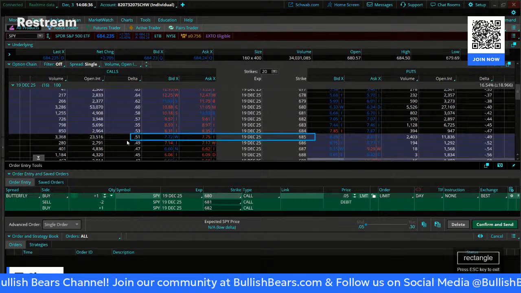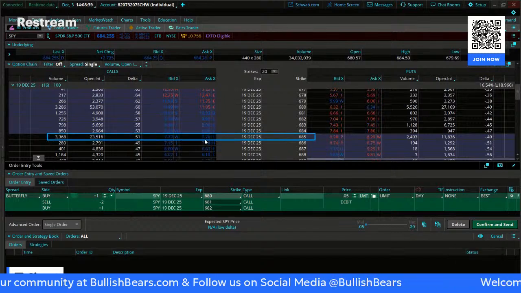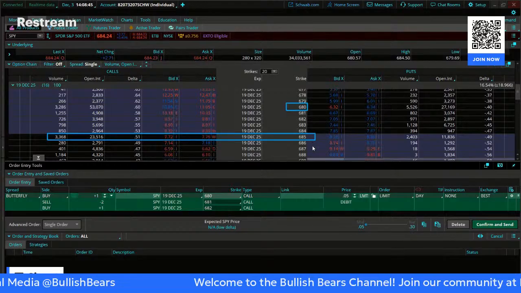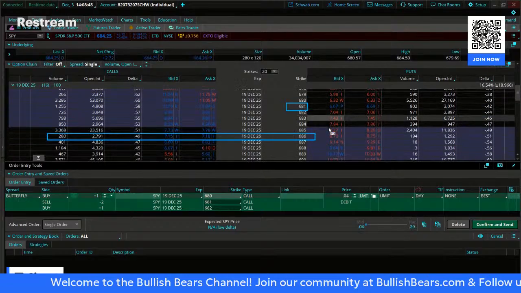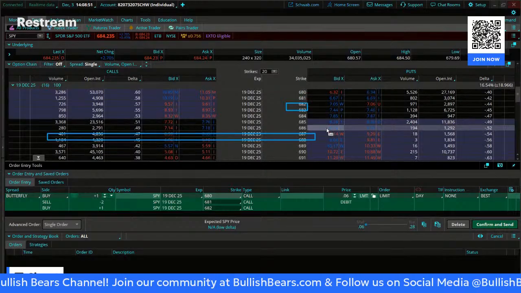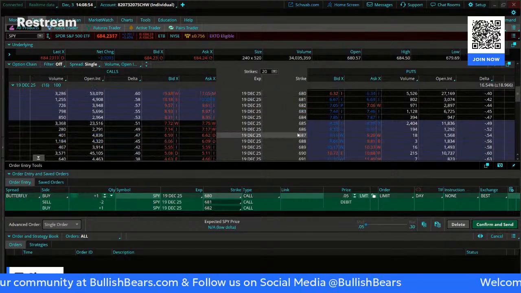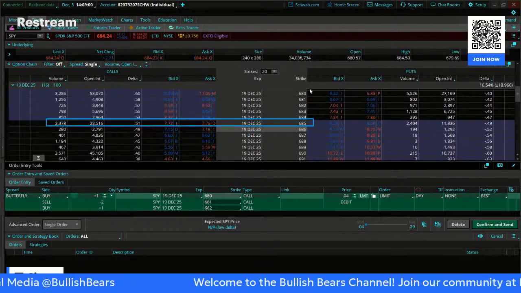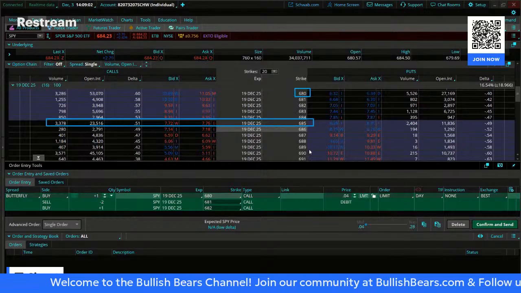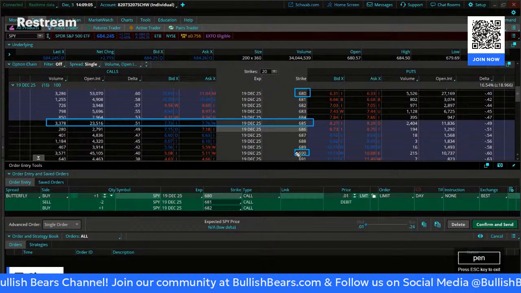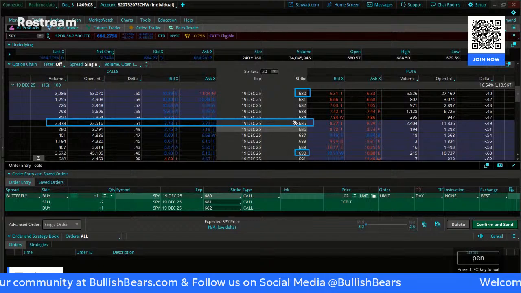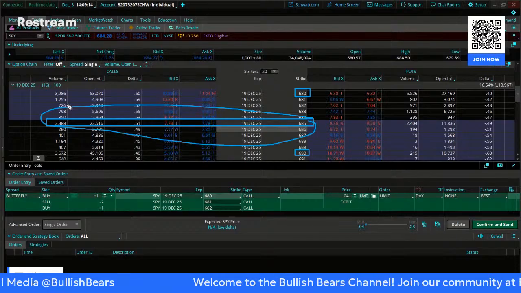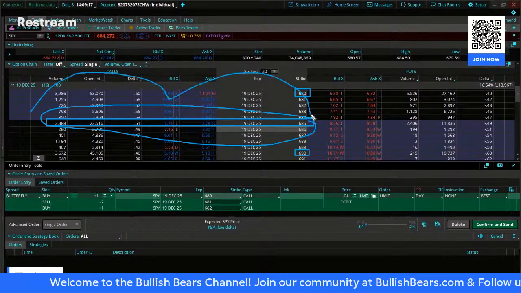So 685 is our body, and 680 and 690 is where the wings are. I've got to scroll a little bit. I didn't have enough showing. So we're going to make this butterfly $5 wide, 685, sell the body, buy the wings. So there's 80 and there's 90. The way they show this so that you can see the butterfly is the body is here and they just make that oval. I'm not artistic, so you can giggle later. And then that would be the wings.